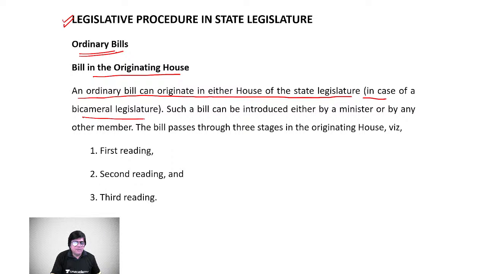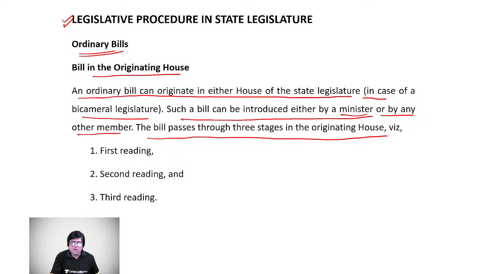And in case of a bicameral legislature, it can be introduced in either house of the state legislature, and such a bill can be introduced either by a minister or by any other member. So either a minister can move the bill, then in that case it will be a public bill, or any other member of the state legislature can move the bill, then it will be called a private member's bill. And the bill passes through 3 stages in the originating house.